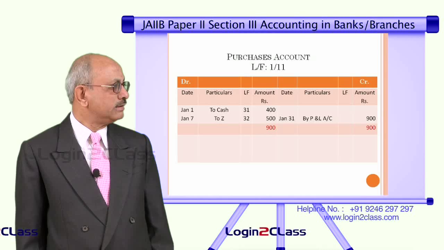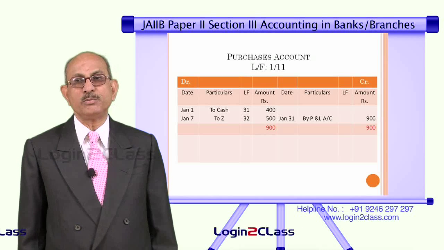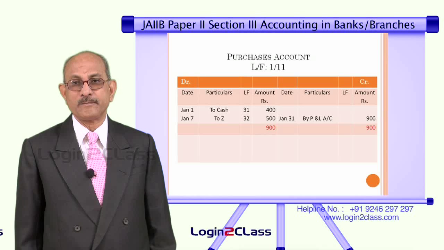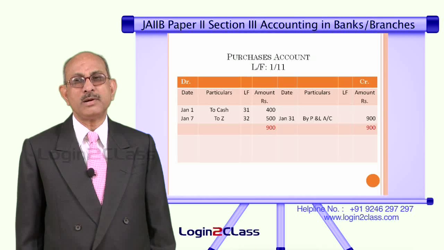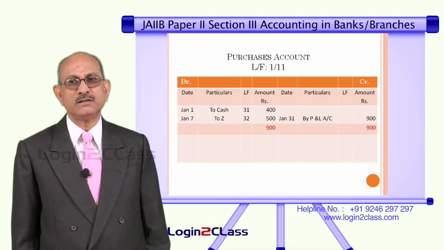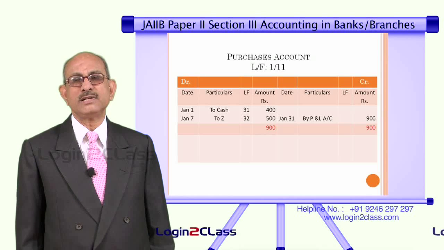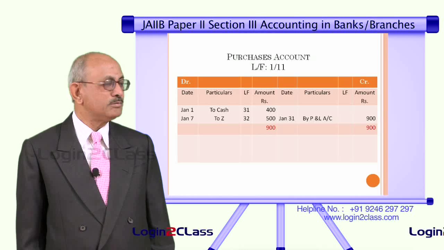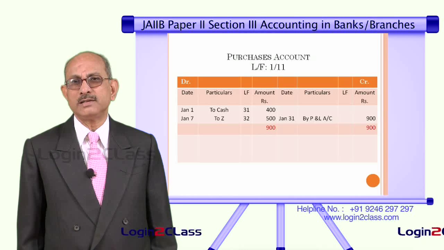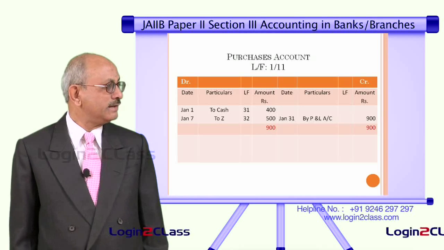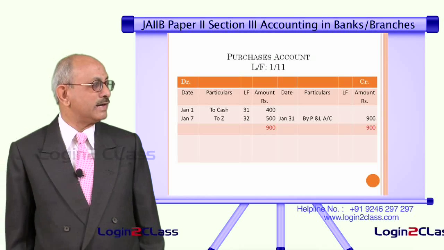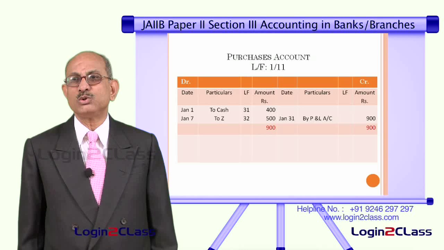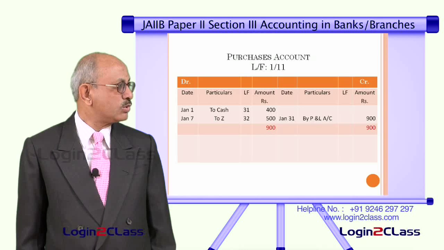So when they are totaled, the total will come to 900 rupees, and since purchase is an expenditure, we have to transfer the entire balance to P&L account. There is no question of carrying it down to the next accounting year. It is taken to the profit and loss account. So there is no balance brought down or balance carried down. So here we say by transfer to P&L account. So by P&L account we write 900. That means the entire expenditure goes to the P&L account and the totals are balanced.